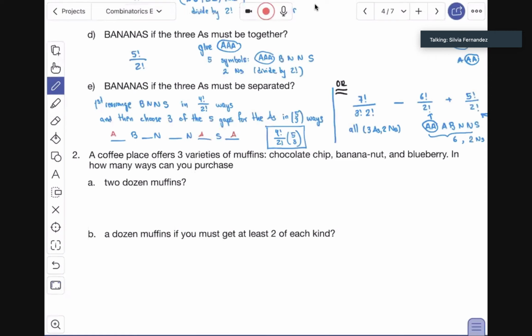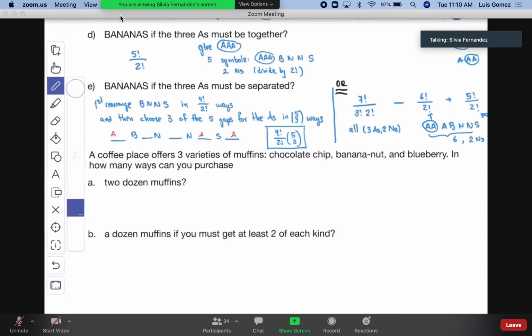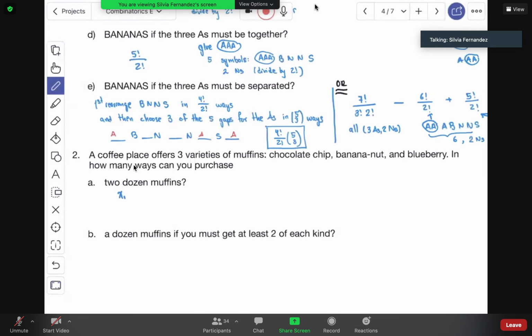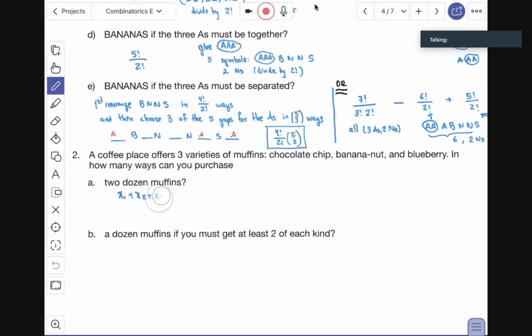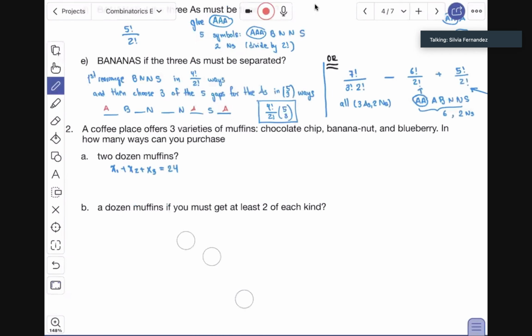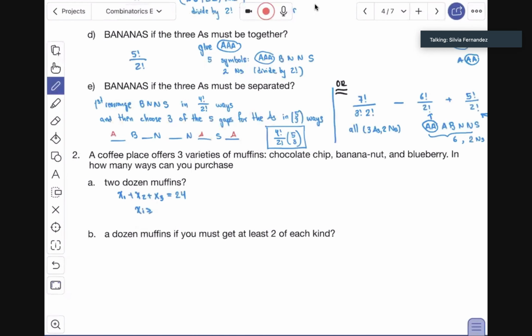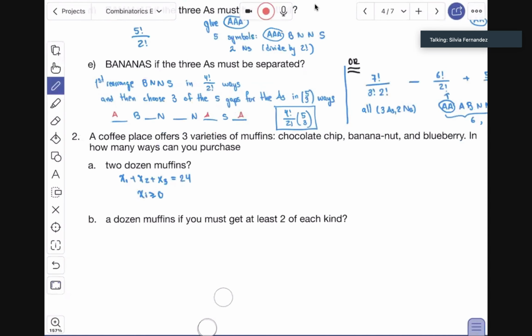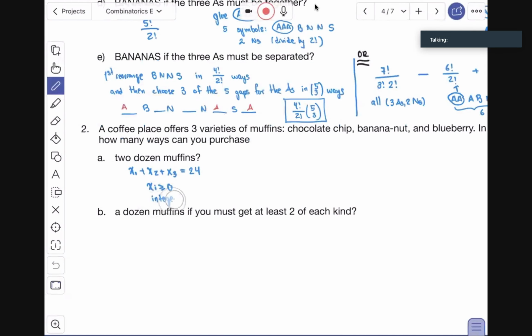So, you can use the table, the distribution table. That's one possibility. But really, I think the best way to think about this one is as solutions to an equation. So x1 plus x2 plus x3, which is how many chocolate chip, how many banana, how many blueberry, and you want to buy 24 because it's 2 dozen. And in this one, you don't have any restrictions. So you just have that the xi's are greater than or equal to 0. And of course, integers.